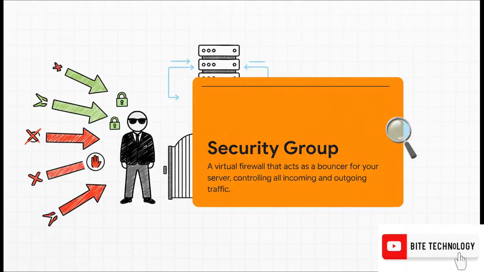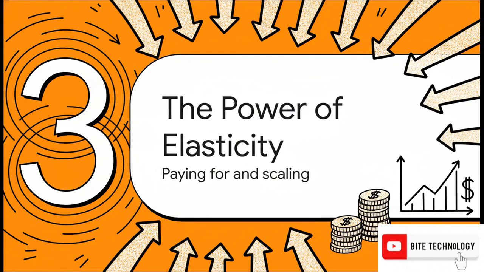So how do you control who gets into your neighborhood? You use a security group. And honestly, the best way to think of this is like a bouncer at a club. It's a virtual firewall for your server. You create a guest list, a set of rules that says, okay, web traffic can come in on port 80, but only from these places. If a request isn't on the list, it gets denied. Simple as that.